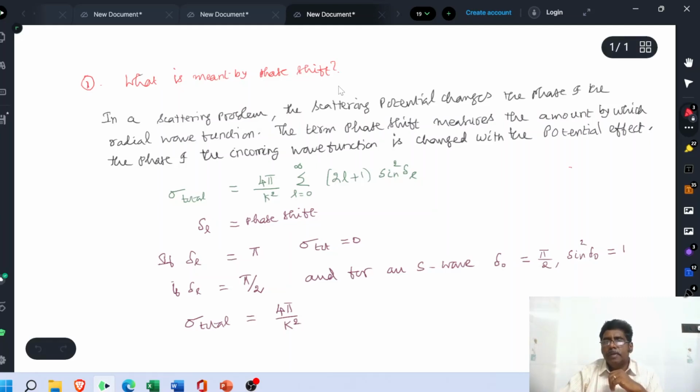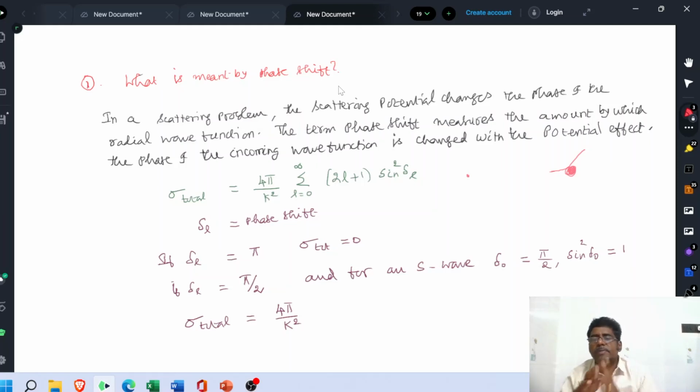Say a scattering potential is present here. If the particle is far away from the scatterer, it does not realize any force. When the particle comes closer to the scattering potential, then it may be deviated to some extent. The term phase shift measures the amount by which the phase of the incoming wave function is changed with the introduction of the scattering potential.